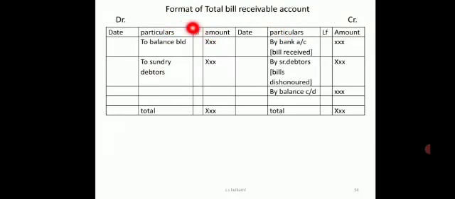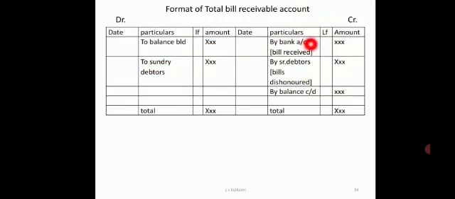The last we are going to prepare is the total bills receivable account. Now total bills receivable account is an asset account. Now for this account we are going to prepare the increase in assets on the debit side and decrease in assets will be taken on the credit side. So again we are going to prepare the ledger account. All increase in bills receivable is recorded on the debit side and the decrease is recorded on the credit side.